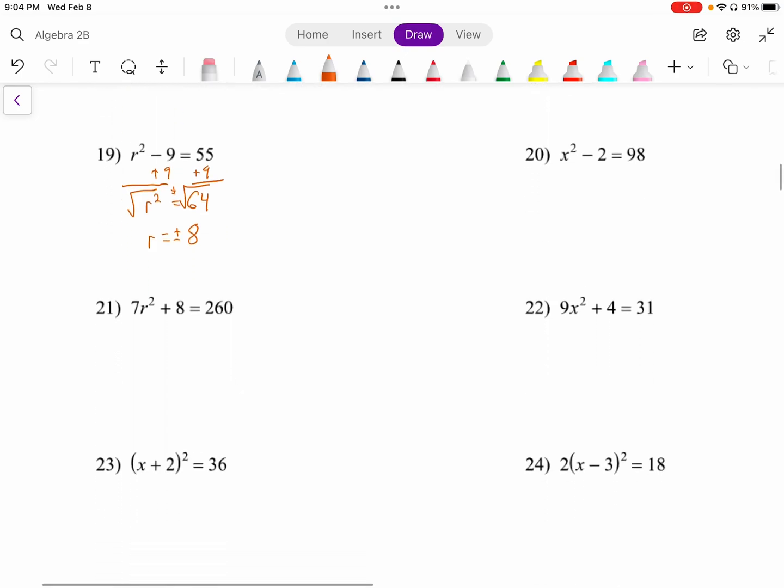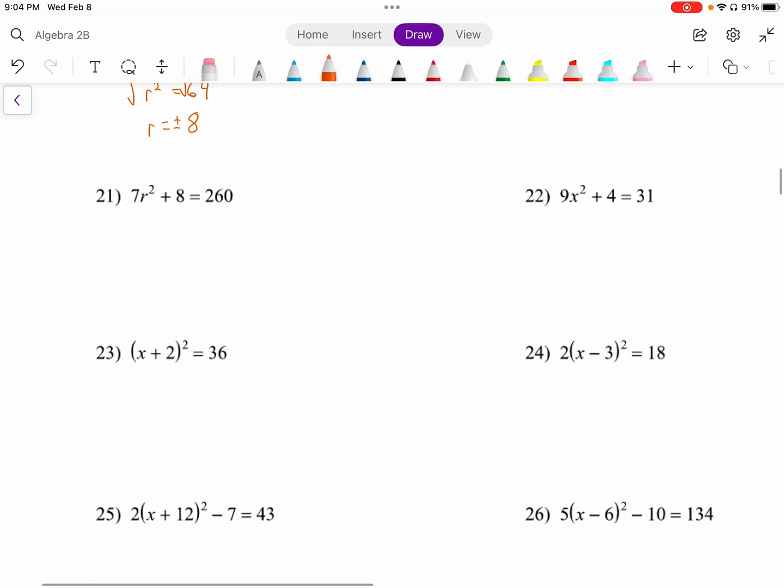I'm going to go to 21 here. Again, we want to isolate the squared or solve for r squared, and then we can take the square root of both sides. So we will subtract 8 first. That gives us 7r squared equals 252. Divide both sides by 7.